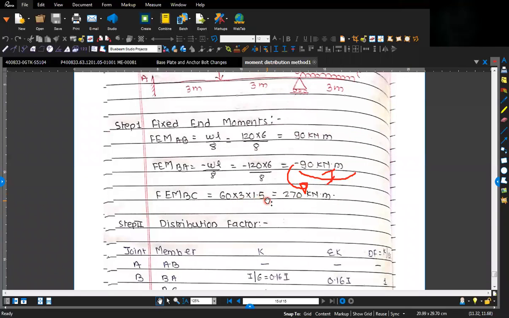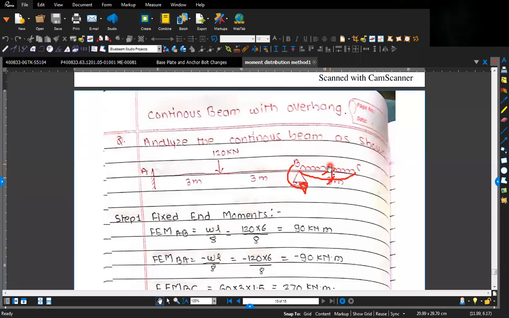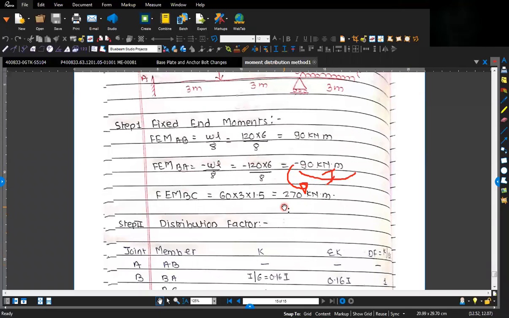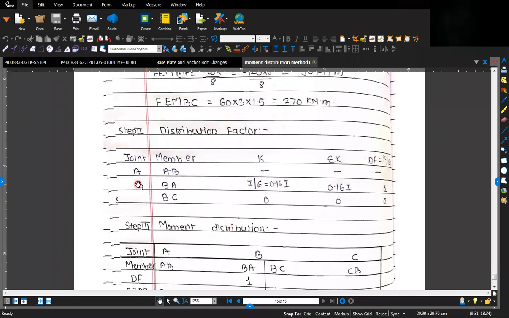60 into 3, and this load acts exactly at the center of the BC span, that's why into 1.5. That will be the 270 kilonewton meter moment present for the BC span. I think it is clear to you. Our second step is finding the distribution factor. Then we'll make a small table. This is a two span beam.